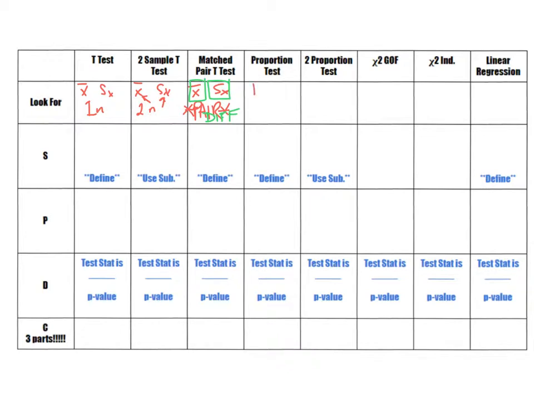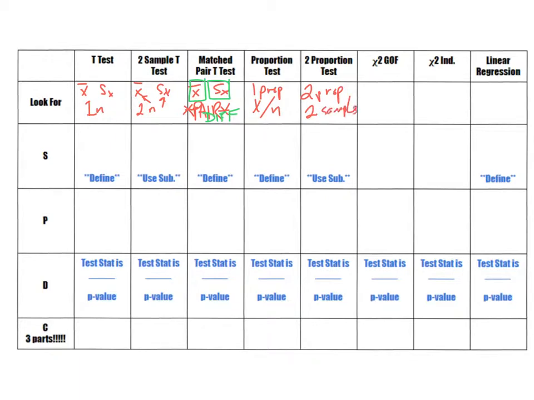Proportions. What do we look for? Well, we look for a proportion, or we look for an x out of n. Like, we had 15 out of 500, something like that. In two, we have two proportions. We have basically two samples, two n's.